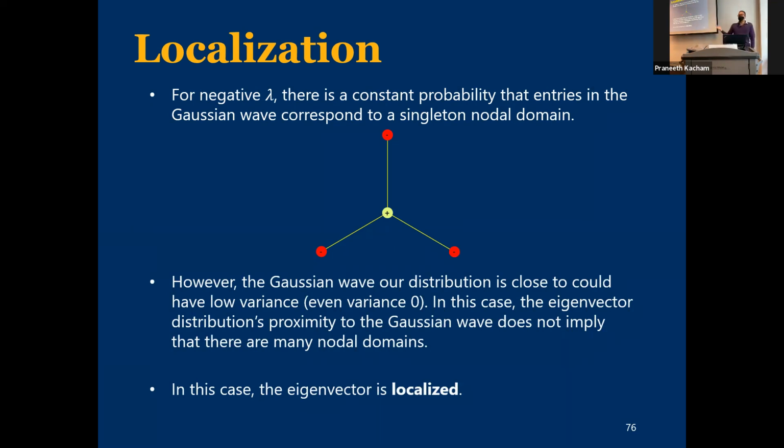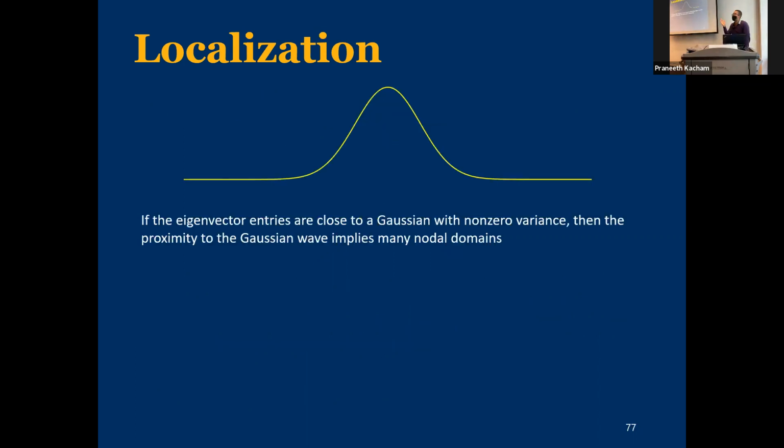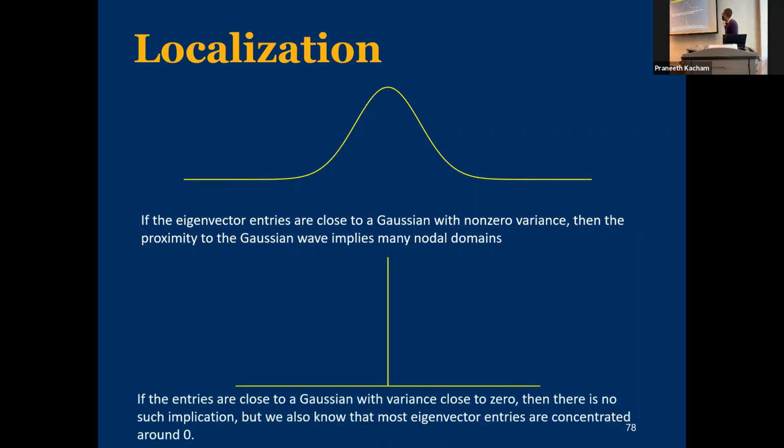The only downside is that we don't know the variance of the Gaussian that we're approaching in this Backhaus-Segedy result. And the variance could even be 0. So in this case, the eigenvector distribution's proximity to the Gaussian wave doesn't imply that there are many singleton nodal domains. The other thing that this implies, though, is that our eigenvector is localized. If this Gaussian has non-zero variance, then the proximity to the Gaussian wave will imply that there are many nodal domains. But if this Gaussian has 0 variance, then there's no such implication.